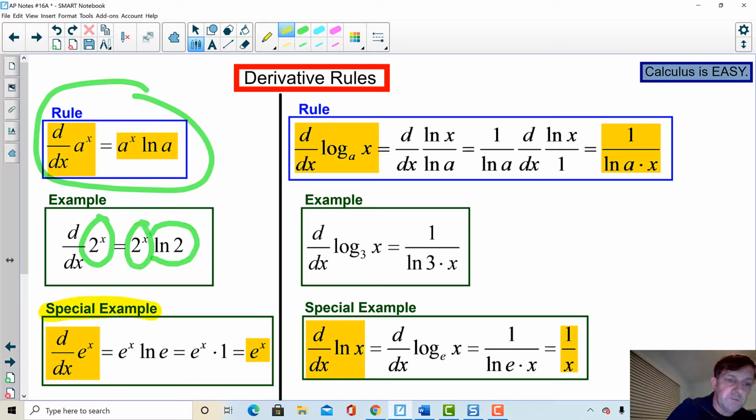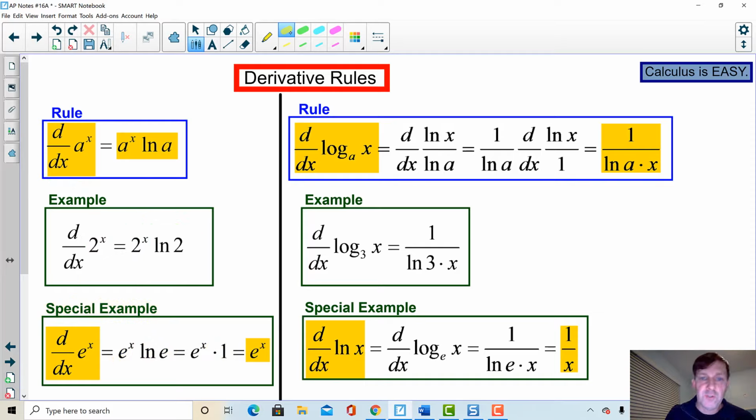Now we're calling this one a special example because when you do the derivative of e to the x, you get e to the x and then ln of e. And what makes this special is that ln of e is 1, so it kind of cancels. So that means the derivative of e to the x is just e to the x.